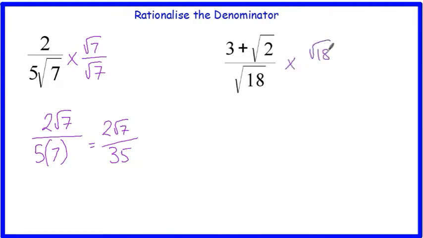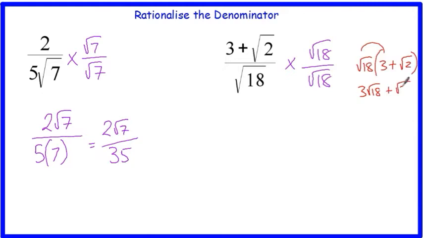Multiply that by root 18 over root 18. Now, I'm just going to come out here. Root 18, the top line is 3 root 18 plus root 36, which is 3 root 18 plus 6. I don't really like root 18 because it's not fully simplified. So what I mean by that is root 18 can be root 9 root 2, which is 3 root 2. So I'd rather call it 3 root 2.